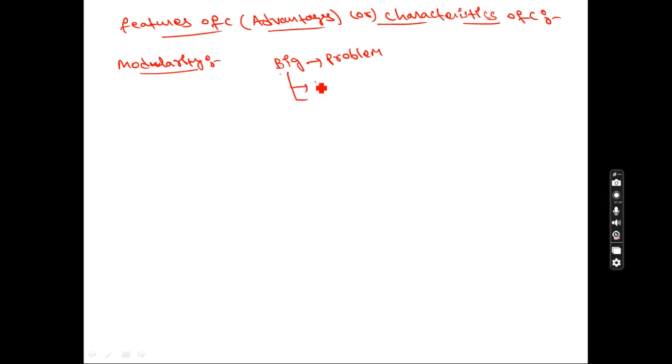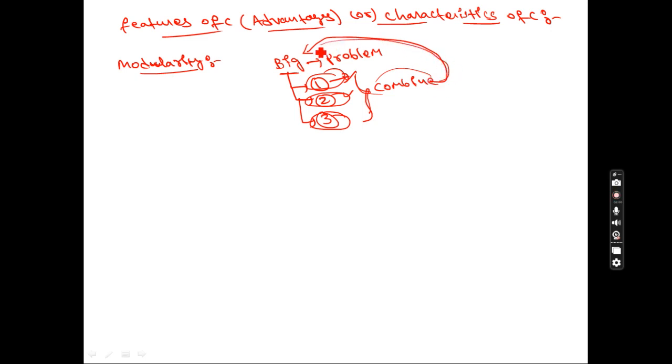Like this is piece 1 and this is piece 2, like you are dividing into 3 pieces now. Individually you solve each of these problems. After solving them individually, you combine all these results, and finally you get the original problem's solution. So this is called modularity. What is the meaning of modularity? Breaking the bigger problem into multiple pieces so you can solve them individually. After solving all, you can combine the results, and finally you will get the final answer.